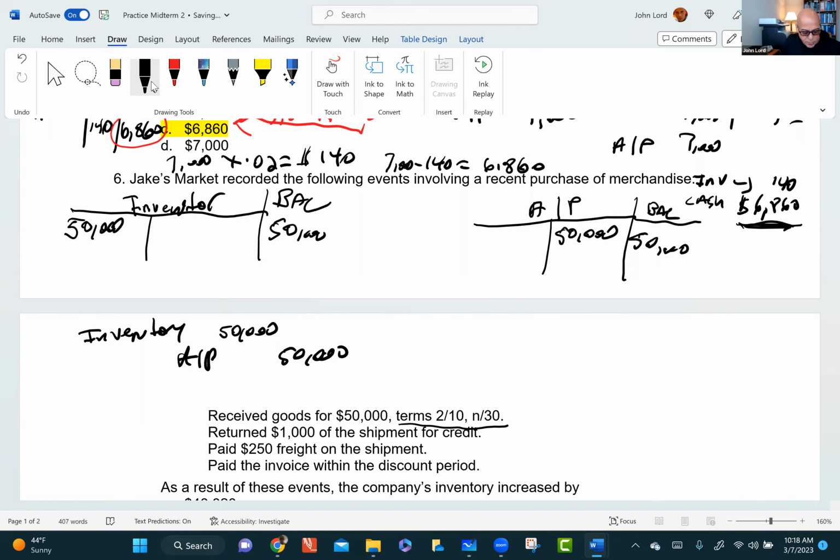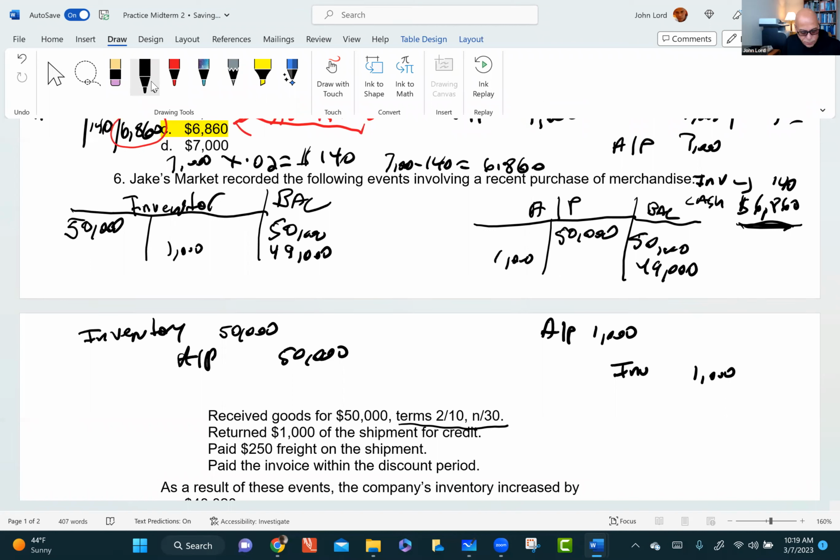Then they tell me I returned 1,000. Since I returned 1,000, I'm going to take those out of inventory, so I credit inventory for 1,000. If you return something, you don't owe the money anymore, so I debit accounts payable for 1,000. Post that. It gives me a balance of 49,000. I can do that one in my head.